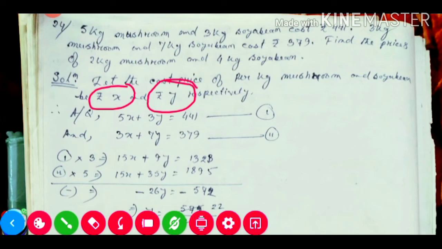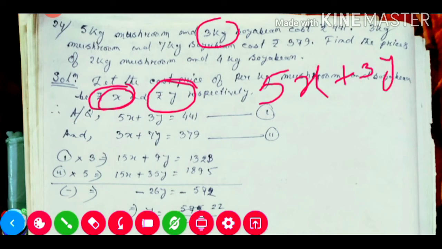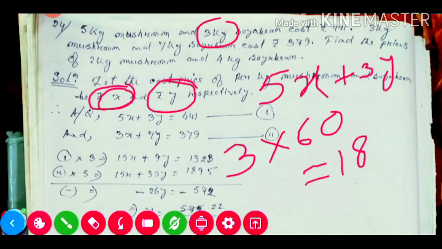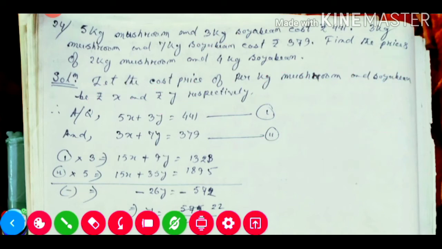So 5 kg of mushroom, 5 into the price x, so 5x plus 3 kg into the soybean price y, so 3 into y. Suppose you are buying sugar from the market, and let's consider the price is 60 rupees per kg, and you are buying 3 kg sugar. So the 3 kg price will be 3 into 60, which is equal to 180. Here the price 60 we don't know, so we are multiplying with y. So 5x plus 3y is equal to how much rupees we are giving? 441. So this is our equation number 1.